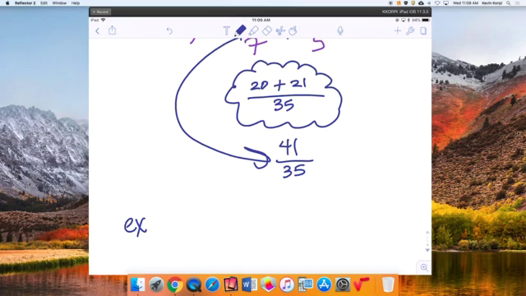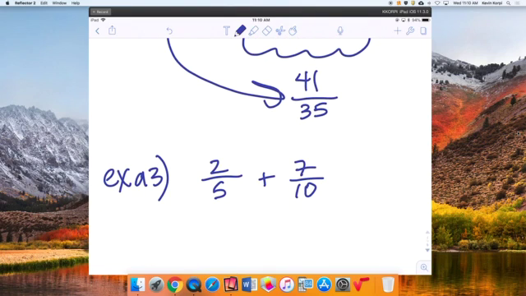Now let's do example A3, all right? What if you have like 2/5 plus 7/10? Go ahead and do that one however you'd like. 2/5 plus 7/10. Simplify. Below it. Simplify. I don't know. Go ahead. You can do it however you want. You can use the new method that I showed you. You can do the little school method.